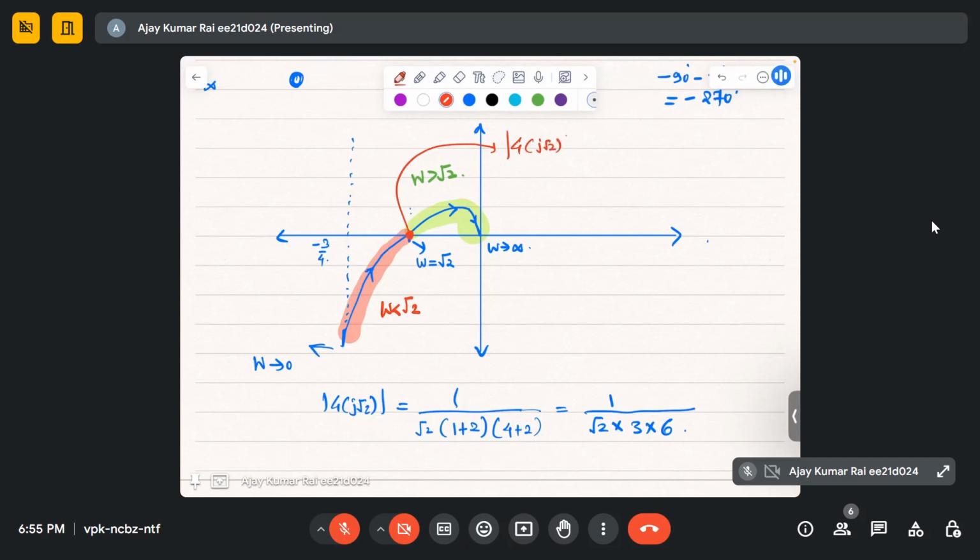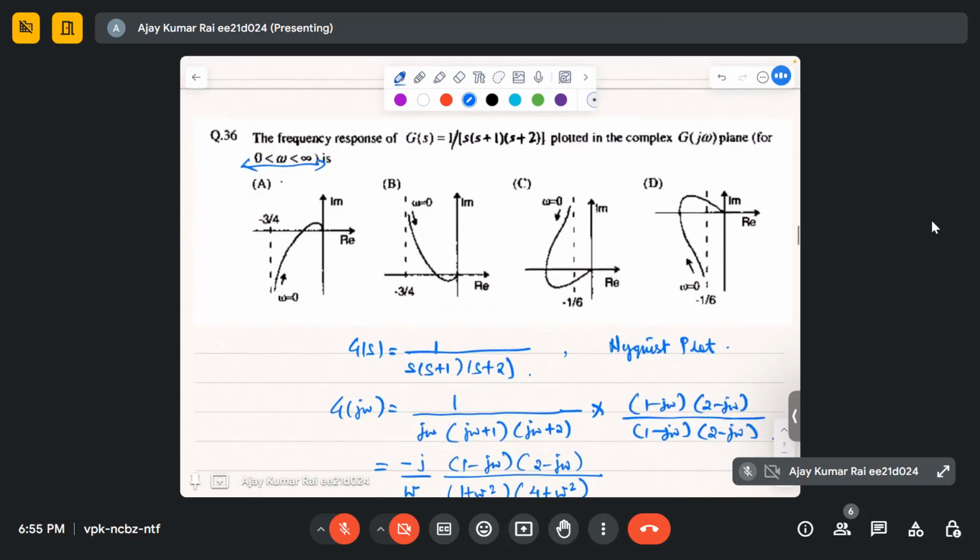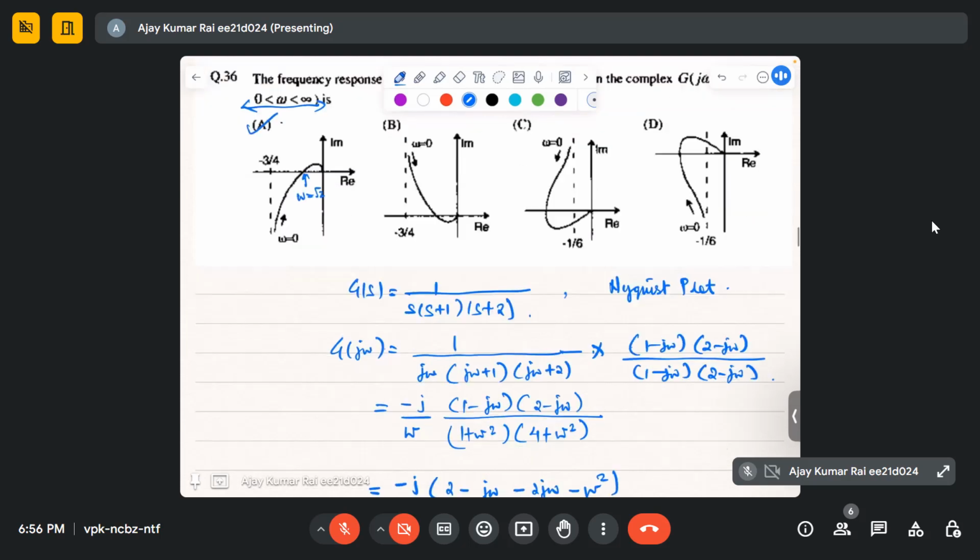So this is the complete Nyquist plot, the g of s plane. So you know the answer is this point. This point here is omega equal to root 2, because at this point we are crossing from third quadrant to second quadrant. So any doubt in this question?